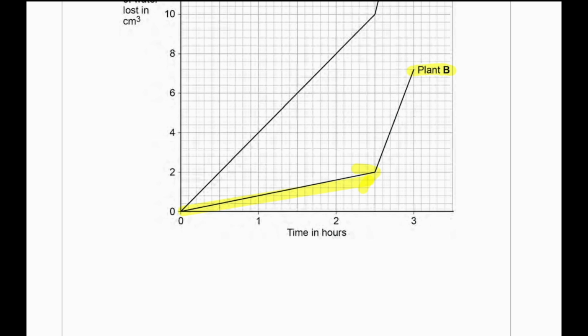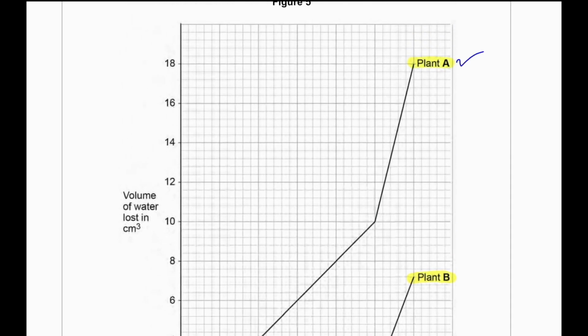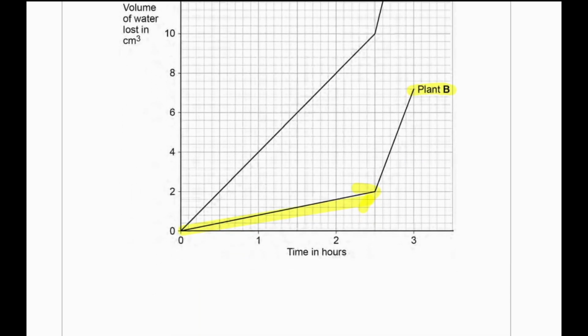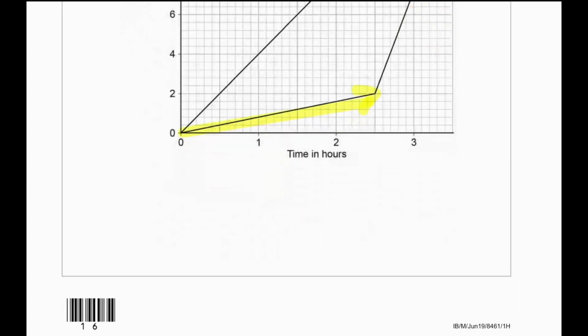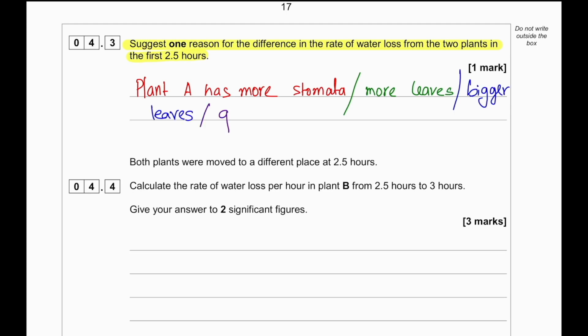So in the first 2.5 hours, why is there a difference? It could be that plant A has more stomata and it has more supply of water from the root. Since it has more stomata, more water is lost, whereas plant B has a smaller number of stomata. Because the question says suggest, we can give a few possible answers. One of them is plant A has more stomata, which is the best possible answer, I think. The other ones are plant A has more leaves, plant A has bigger leaves, plant A has a greater total surface area of leaves.